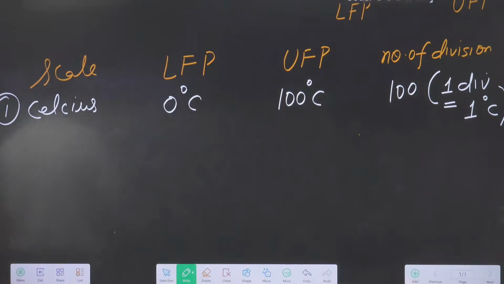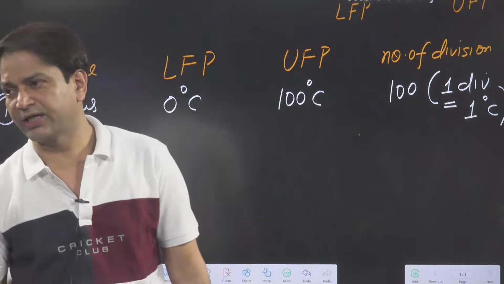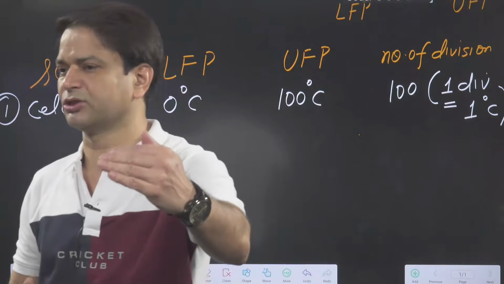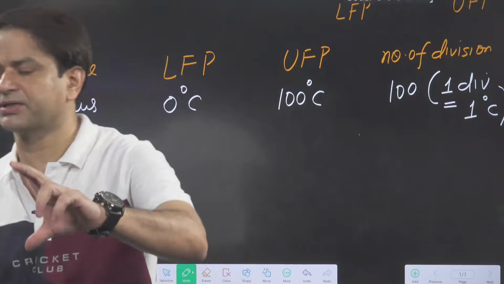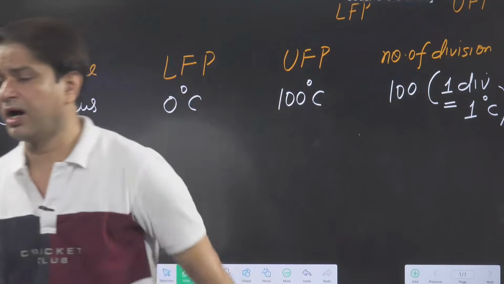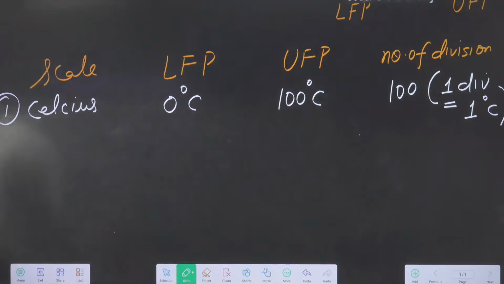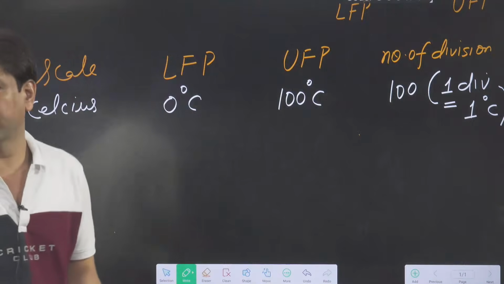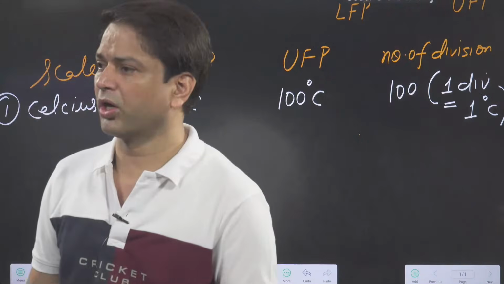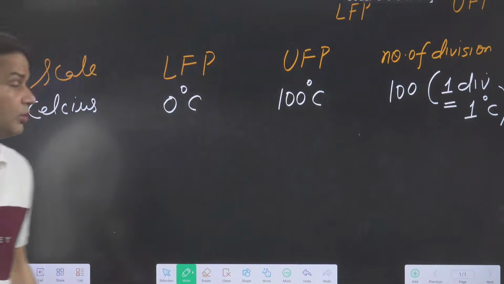So what is the lower fixed point in the Celsius scale? 0 degree C. The upper fixed point is 100 degree C. And these two reference temperatures, the total temperature difference, we are dividing into 100 parts or 100 divisions. So 1 division we can say is 1 degree C. Everybody got this? Most of you know also.